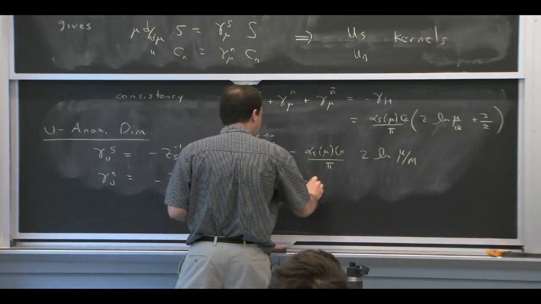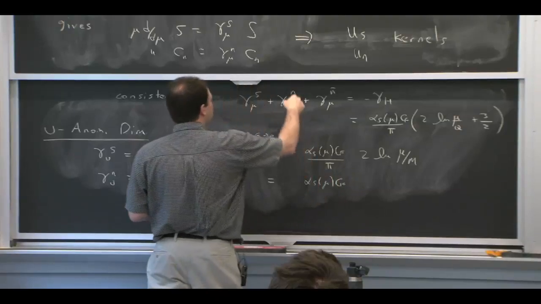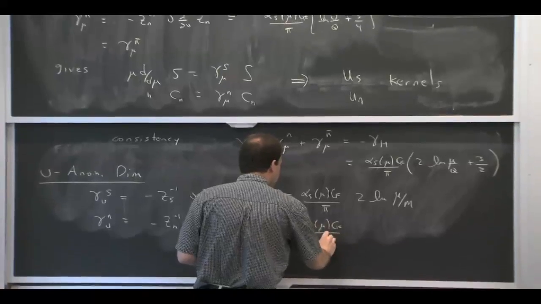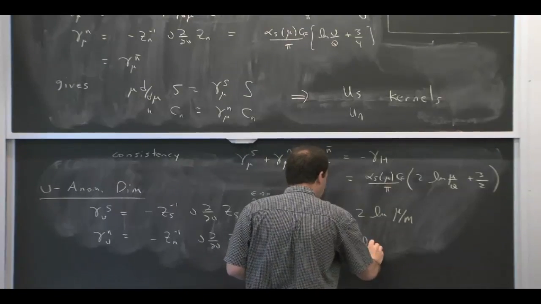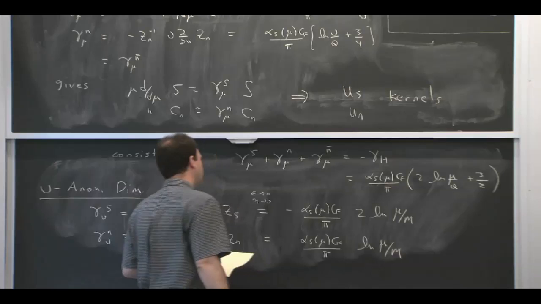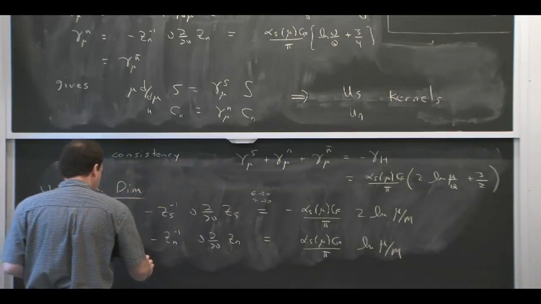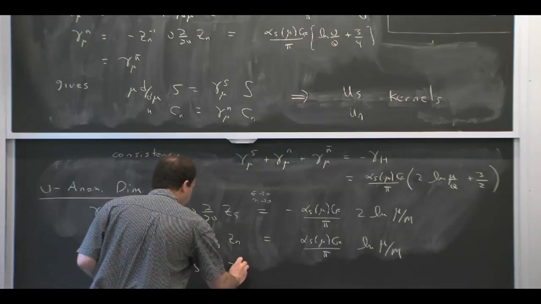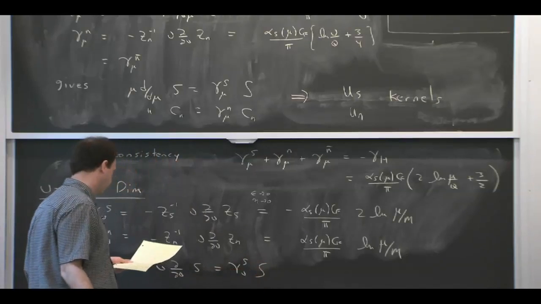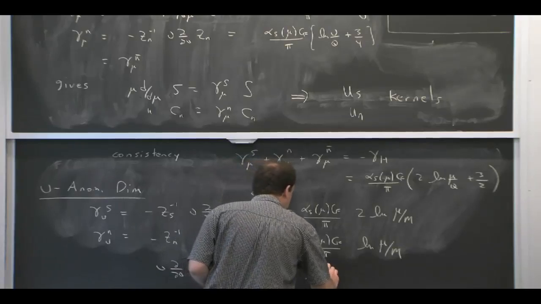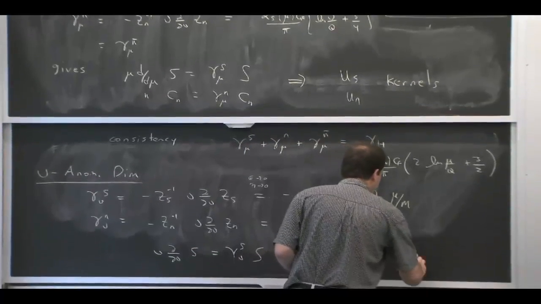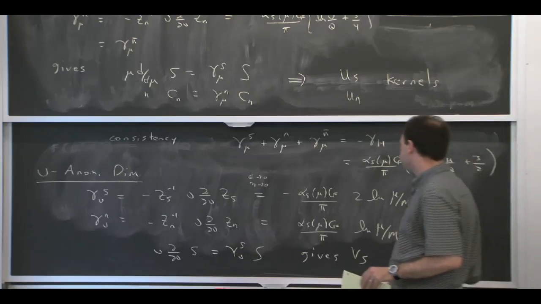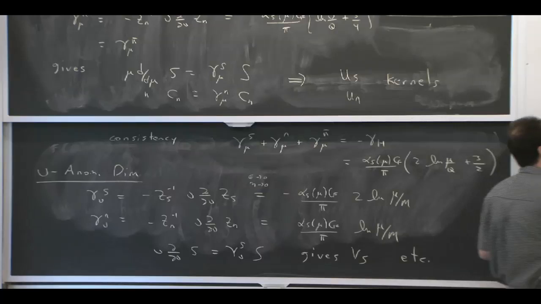Okay, so this guy. There's cancellations of 1 over epsilon poles to get those results, and then there's also cancellations of 1 over epsilon poles to get these results. And equations like nu d/d nu of S is gamma nu, S would give the kernel vs, etc. Okay, so there's the explicit anomalous dimensions. Let me keep that picture up.